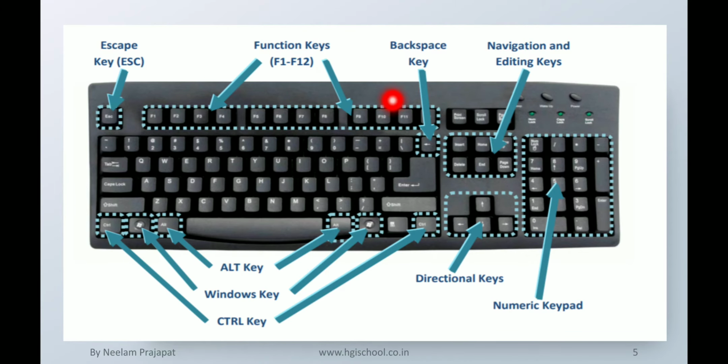So this is the diagram of keyboard. You can see at the top these are function keys, 12 function keys. Then escape key is there, control key, window key, alt key, again alt key, window key and control key. This is the right menu key. These are directional keys. These are navigation and editing keys like page up, page down, home, end, insert, delete, etc. This is numeric keypad.